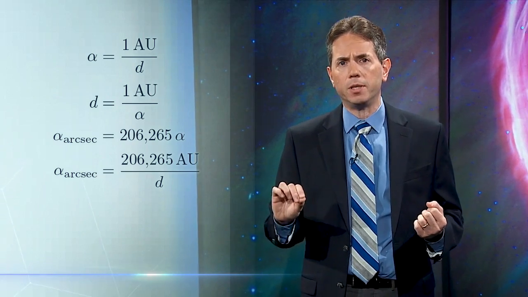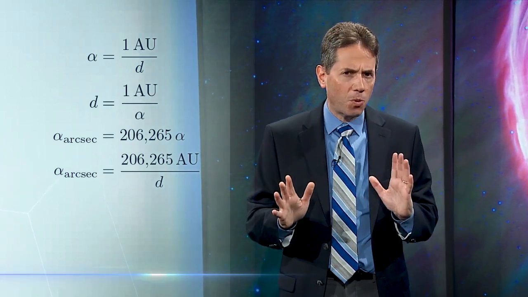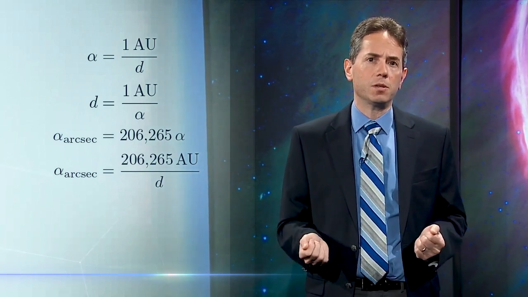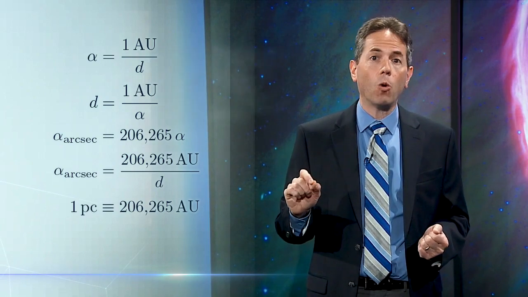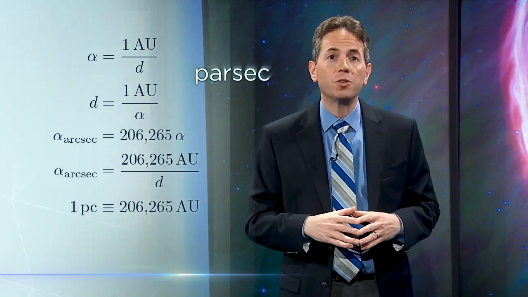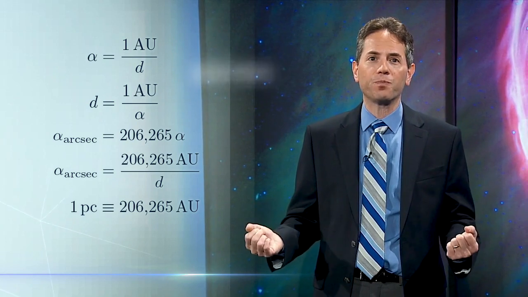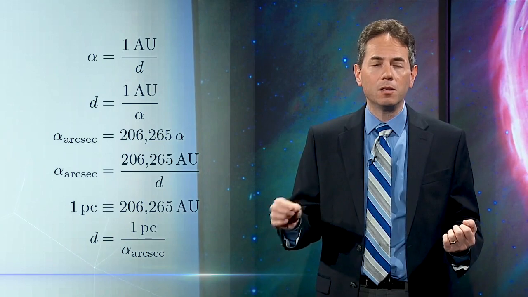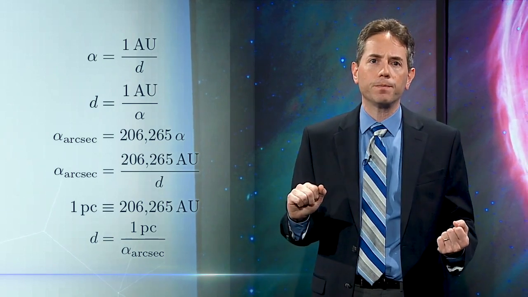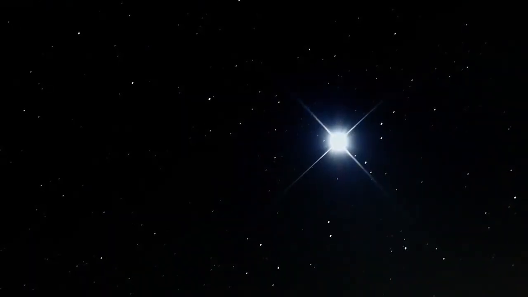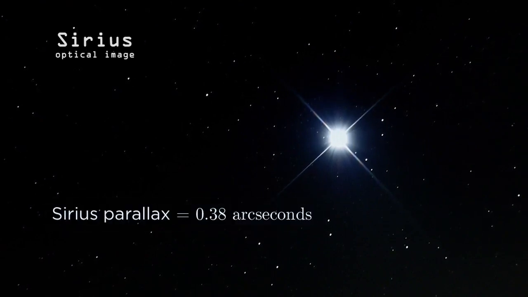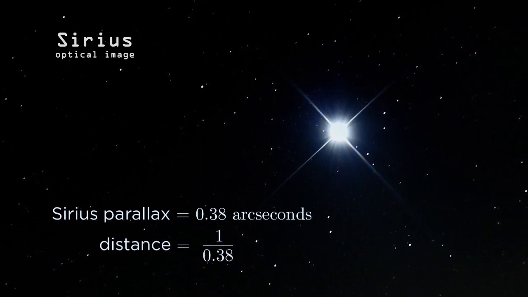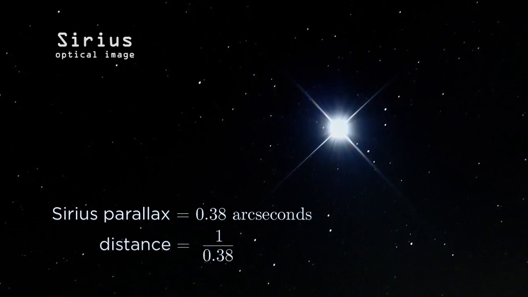So if we're expressing alpha in arcseconds, the right side of the parallax equation becomes 206,265 AU over d. The tradition at this point is to do a little sleight of hand and define a new unit of distance, the parallax second, or parsec, equal to 206,265 AU. That way, the numbers are easier. d equals 1 parsec divided by alpha in arcseconds. For example, the bright star Sirius shows a parallax of 0.38 arcseconds, so its distance in parsecs is 1 over 0.38, or 2.6.